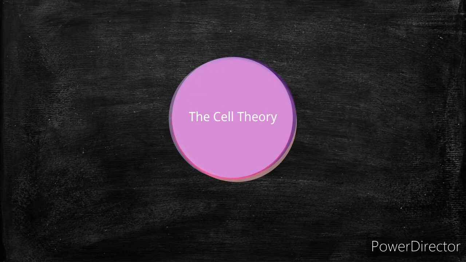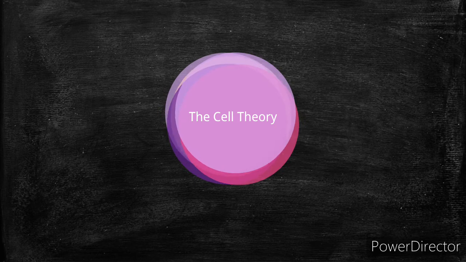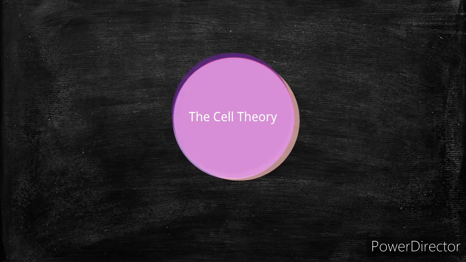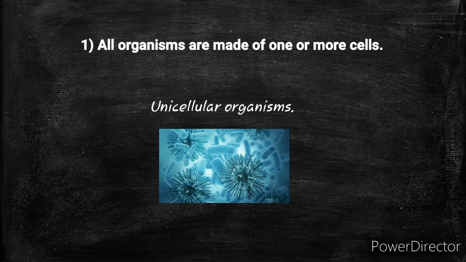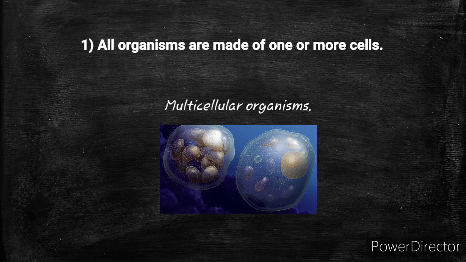Okay, we have three principles that we call the cell theory. These principles summarize the effort of all scientists. The first one is that all scientists agreed that all organisms are made of one or more cells. Some living organisms are made of one cell, which are unicellular organisms, and some are made of more than one cell, which are multicellular organisms.